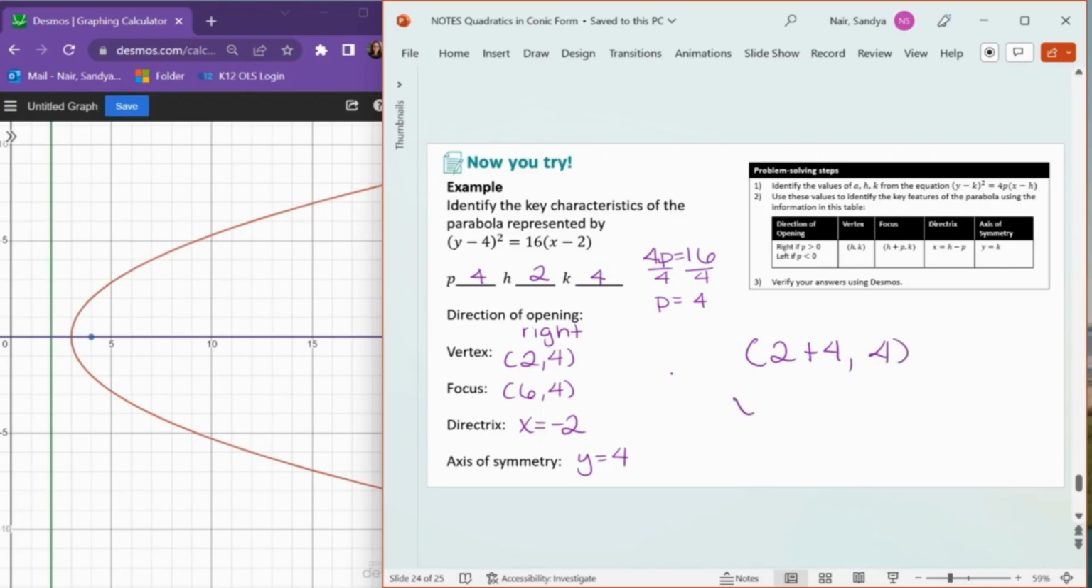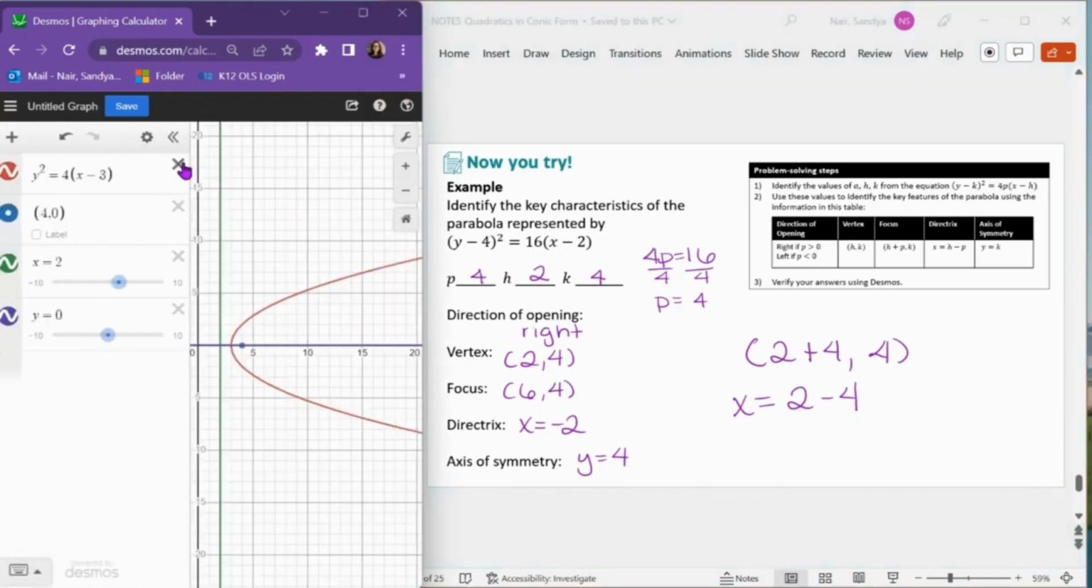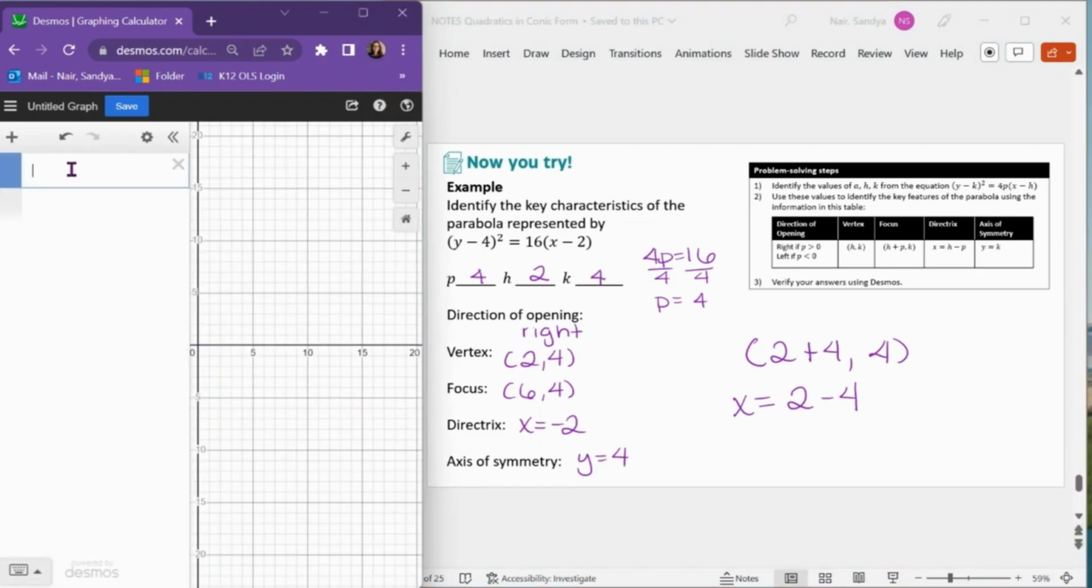The directrix is going to be x equals, and then we have h minus p. So 2 minus 4 is how we get that negative 2. The axis of symmetry will be at y equals k, which in this case is y equals 4. Once again, we can always use Desmos to verify our answers. So we can do y minus 4 squared and then say that equals 16 times x minus 2.